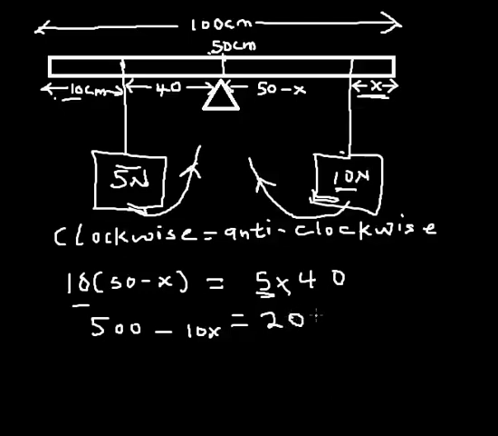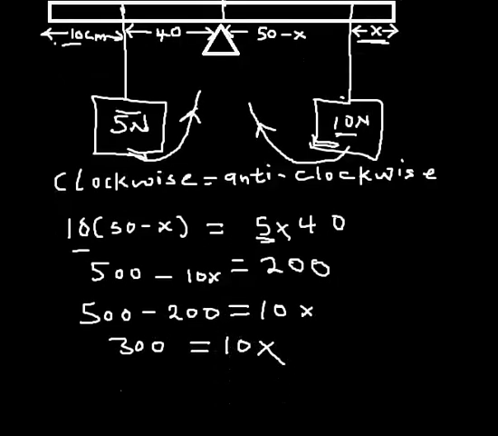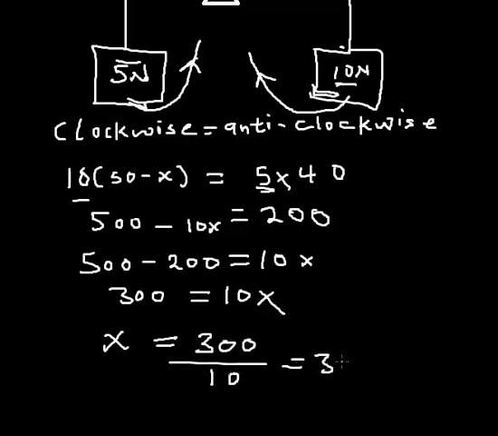So rearranging my equation, this is going to be 500. 200 comes over, so minus 200. This goes over, that's plus 10x. 500 minus 200 gives me 300, equal to 10x. So x is equal to 300 divided by 10, which is 30 cm.